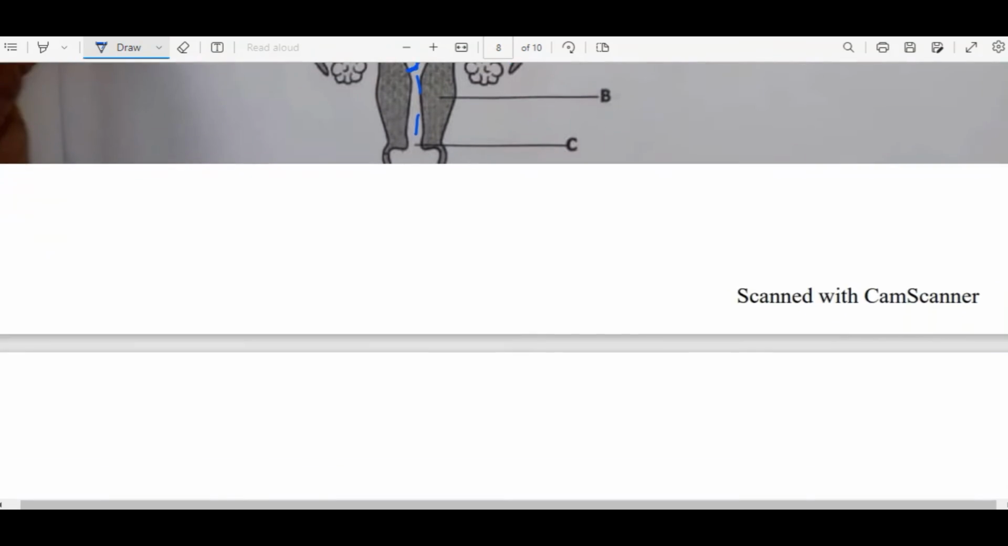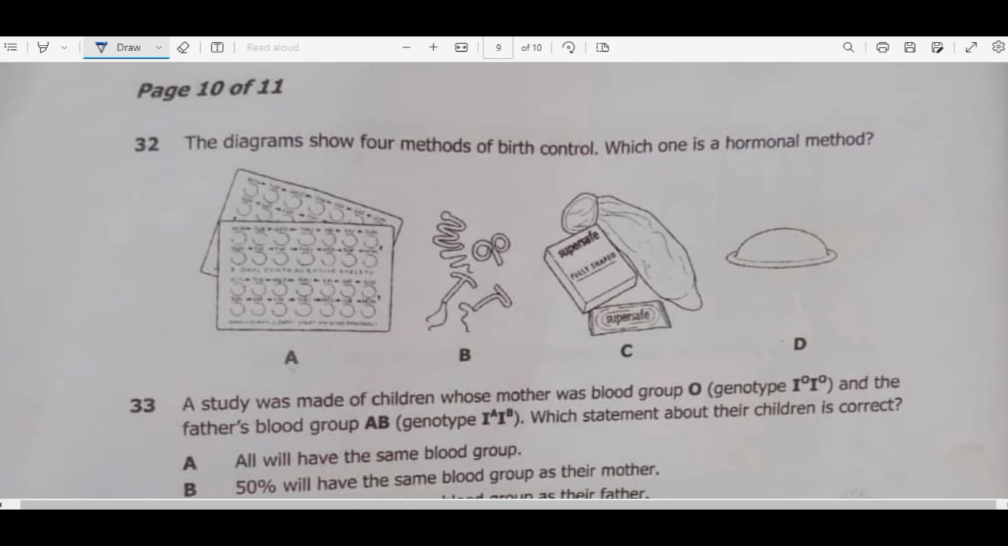And then we can quickly move. The diagram shows 4 methods of birth control. Which one is a hormonal method? Meaning we have the release of hormones, so we want to look at the release of hormones. This is where we find the loops and the like. This T that we see here just blocks so that the sperm does not reach or meet the ovule which is produced in the ovaries. The same applies with these, which are condoms.